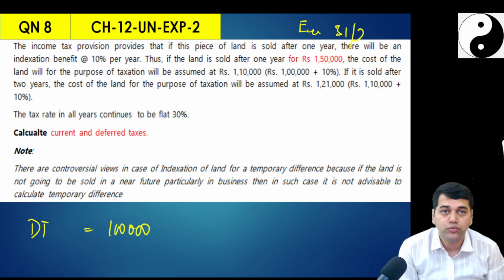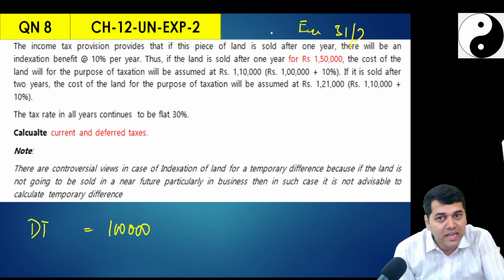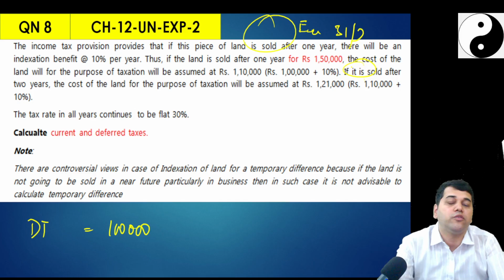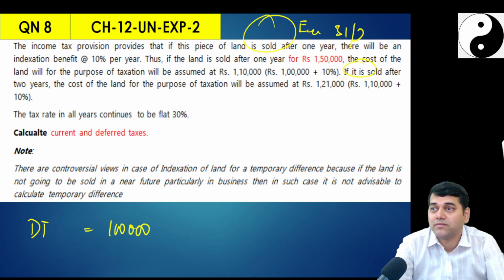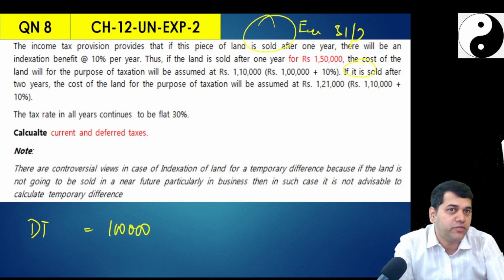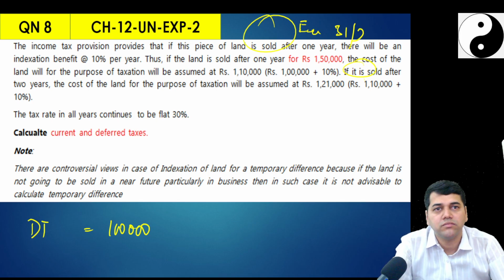Have they told you? If you sell after 1 year, it is so and so. If you sell after 2 years, it is so and so. They would have to give both. No. When is it planned to be sold? See, that is what you should learn. First thing, when the question is silent, take an assumption.